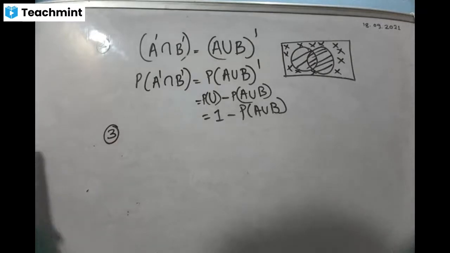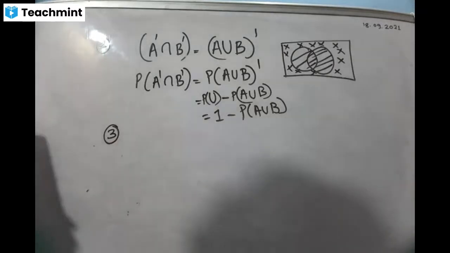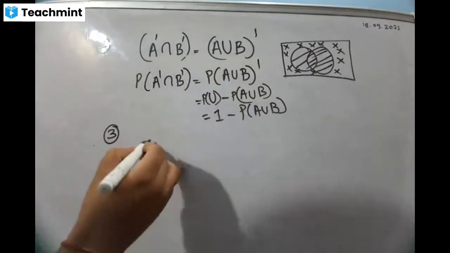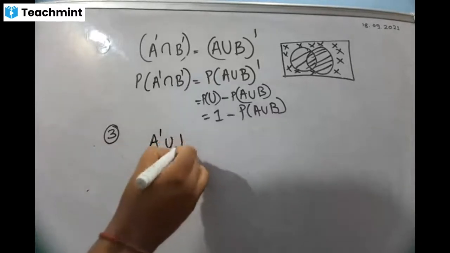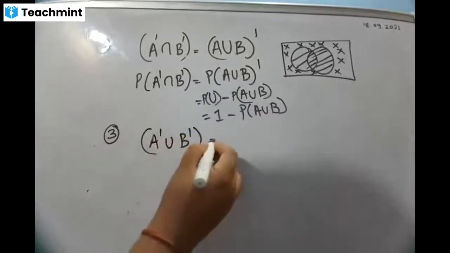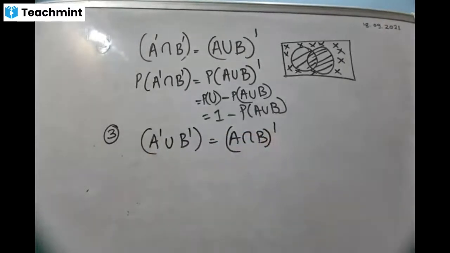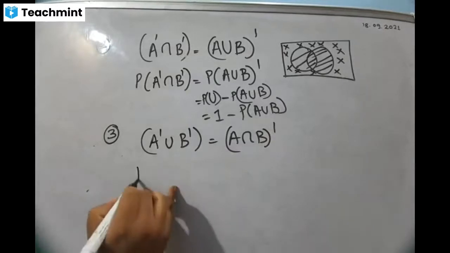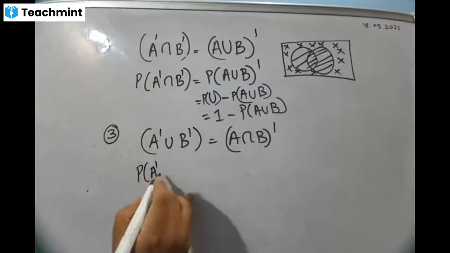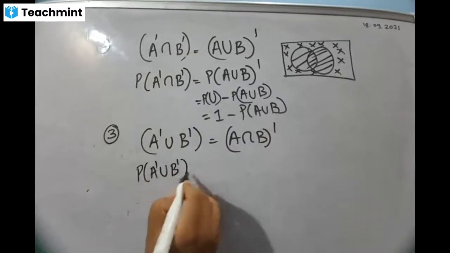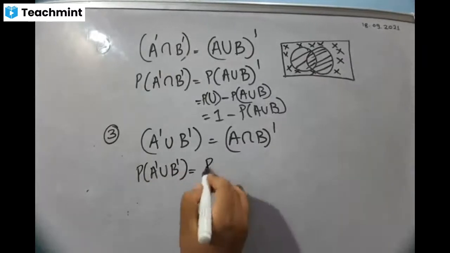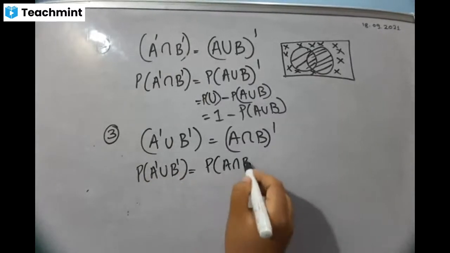The third formula is again De Morgan's law. Third formula, A complement union B complement. So union will change into intersection. Again, they will tell you what is the probability of A complement union B complement. Then what will be your answer? Probability of (A intersection B) complement.